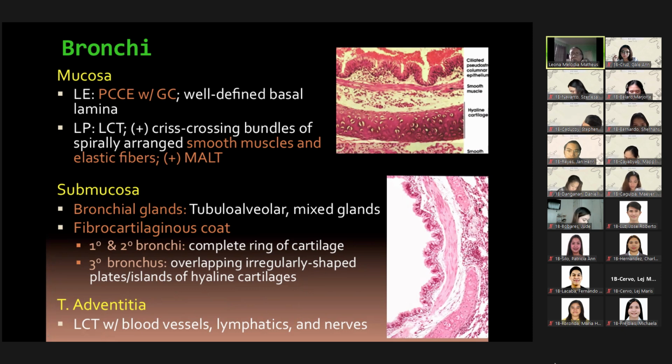Okay, and of course, after the submucosa, again, we have your tunica adventitia here, which we said is fibroelastic tissue. Of course, we usually find in your tunica adventitia blood vessels, lymphatics, and even nerves. That is always what we find in your tunica adventitia, even in all other structures. So anyway, this is what you see in your bronchus.